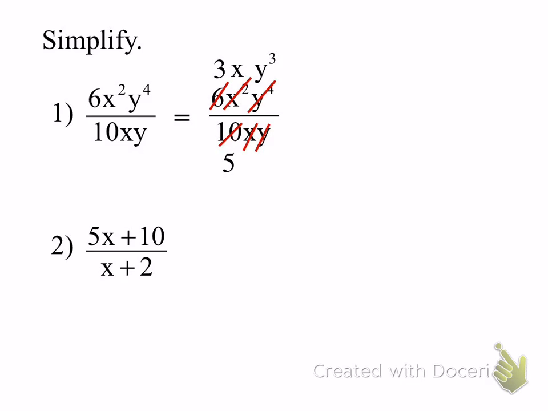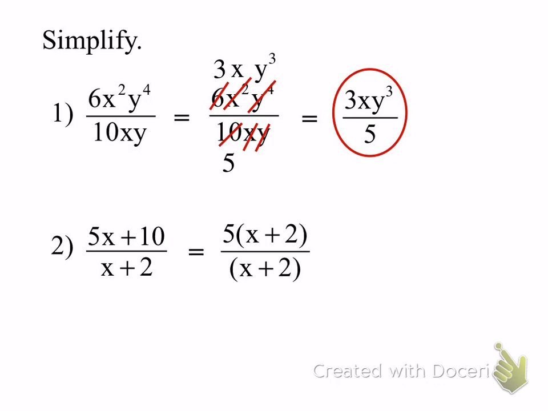Okay? So, step 1, the first thing you need to do is factor. Factor the numerator. What is in the numerator? What is it factored to? We're not taking out, we're factoring. What's the factored form going to be? 5 times the quantity x plus 2, over x plus 2.